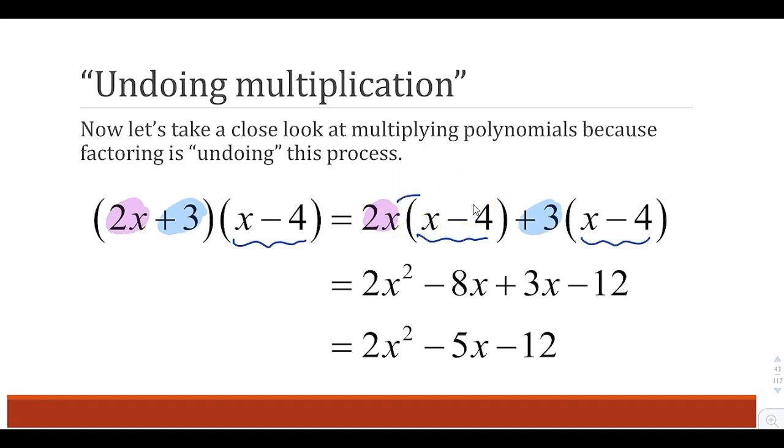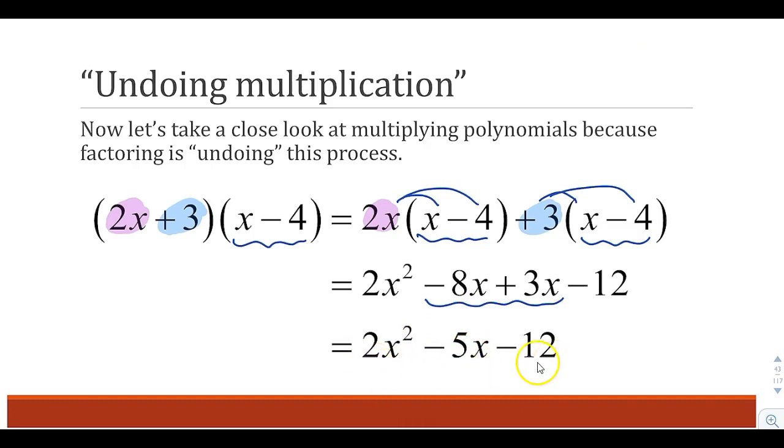So 2x distributes to both terms. That's where 2x squared minus 8x comes from. The 3 would distribute to both terms, so we get 3x minus 12. So we do have 4 terms. But the middle 2 terms are like terms, and combined together they give me negative 5x. So I end up with a trinomial.